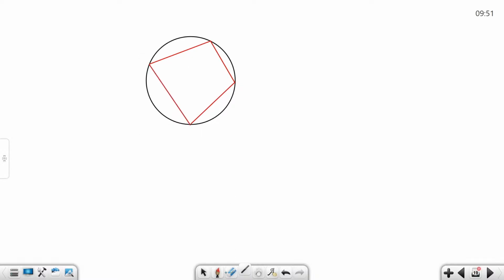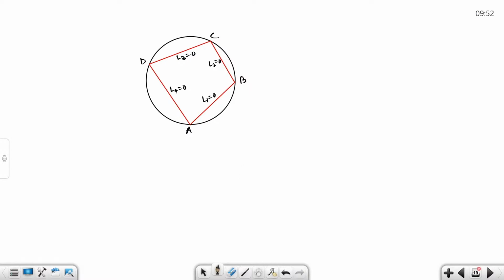Let us say this is the quadrilateral ABCD, and the equations of these four sides are given to us. Let us say this is L1 equals 0, this is L2 equals 0, this is L3 equals 0, and this is L4 equals 0. Now, I have to find the equation of this circumcircle.